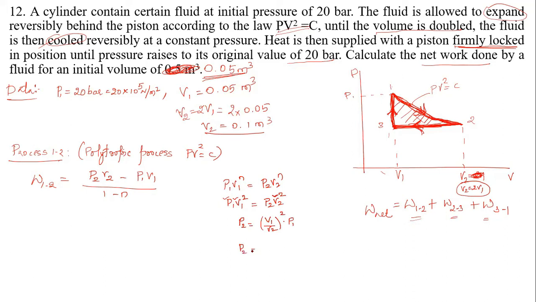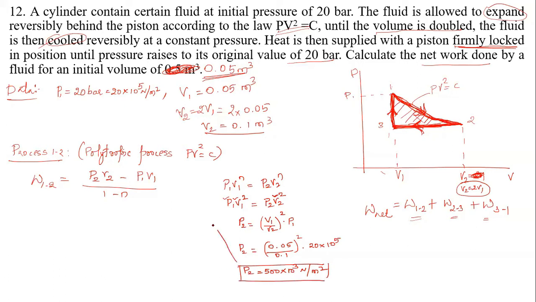Therefore, P2 is equal to V1, which is 0.05, by V2, which is 0.1, whole to the power of 2 into P1. P1 is 20 into 10 to the power of 5. Therefore, P2 you will get here is 500 into 10 to the power of 3 Newton per meter square. This is P2.